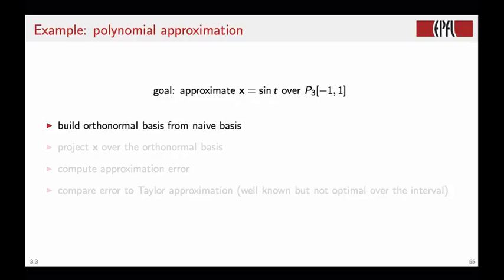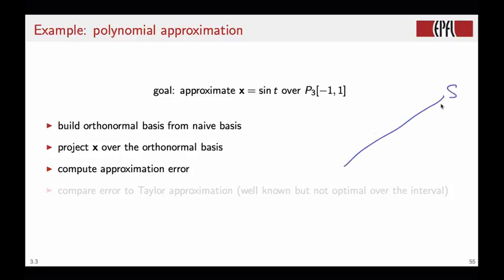Okay, so the way to do it is we build an orthogonal basis from the naive basis, we project x over the orthogonal basis, we compute the approximation error. Okay, so same thing as usual. So S here is this P3 space. Our sine is somewhere out there, and we want to compute this. To do this, we first construct an orthogonal basis for the subspace S.